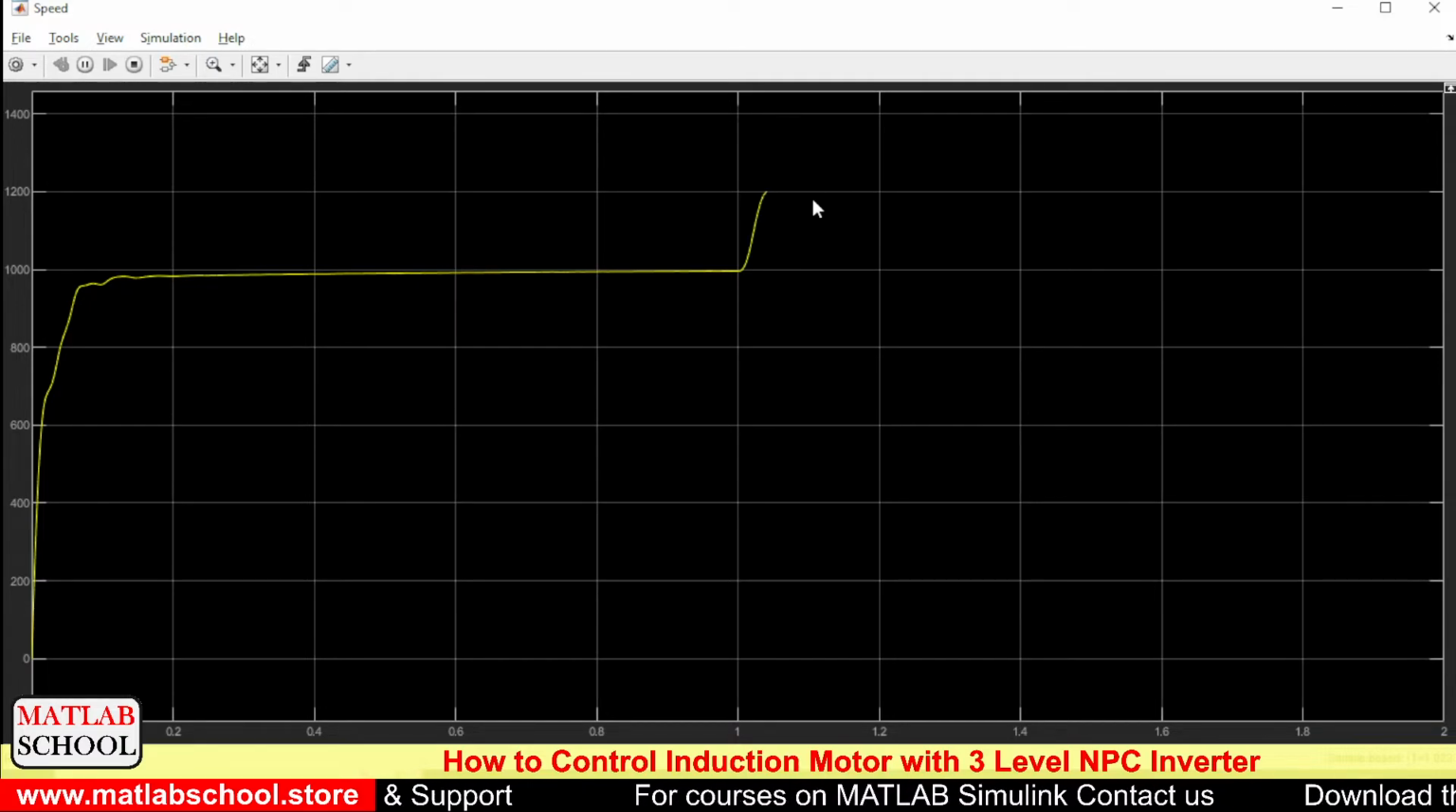Yes, there are some oscillations, and now it is settling exactly at 1200 RPM. By fine tuning the PI controller, or by using a fuzzy logic controller, or by using a model predictive controller, we can reduce these overshoots and undershoots. Yes, it is settling perfectly at 1200 RPM.